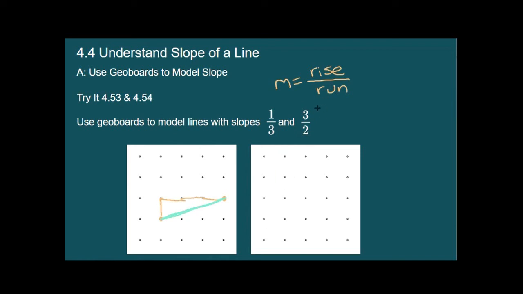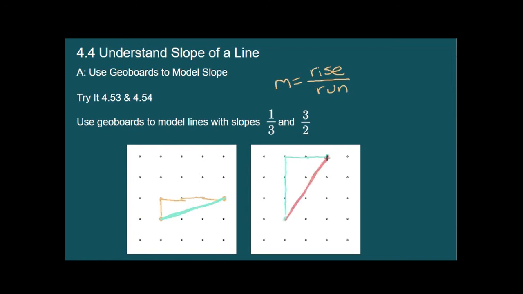Okay, now let's do 3/2. So notice this is an improper fraction. It's not going to change the way we do it. I'm going to start in my same spot, and I'm going to go up 3. 1, 2, 3, and then I'm going to go to the right 2. 1, 2, and then I'm going to mark that and connect those points as best I can, freehanding it on the computer. There we go. And that is my line.